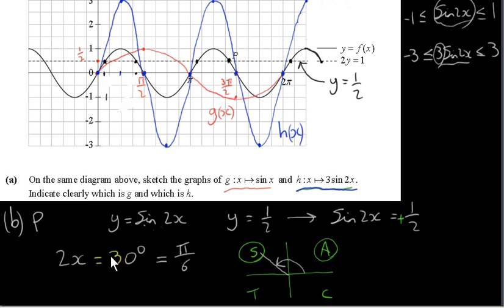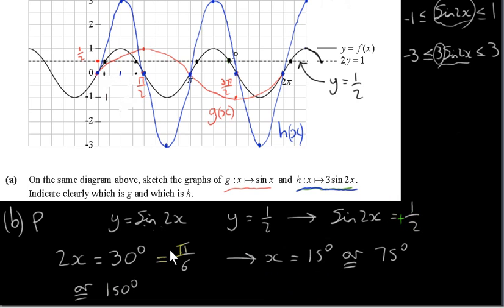We can work it out from this angle here. Reference angle is 30 degrees. So we're looking at 150 degrees. So 2x is either 30 degrees or 150 degrees. So the sine of 150 degrees is also plus a half. So if 2x is 30 degrees or 150 degrees, it means that x could be 15 degrees or 150 divided by 2, which is 75 degrees.